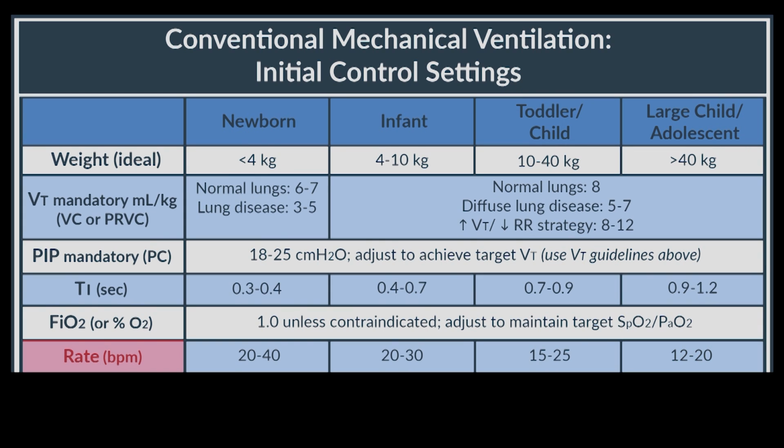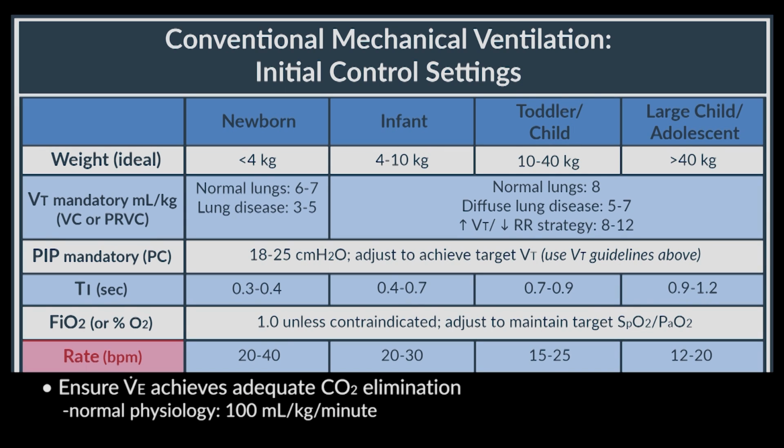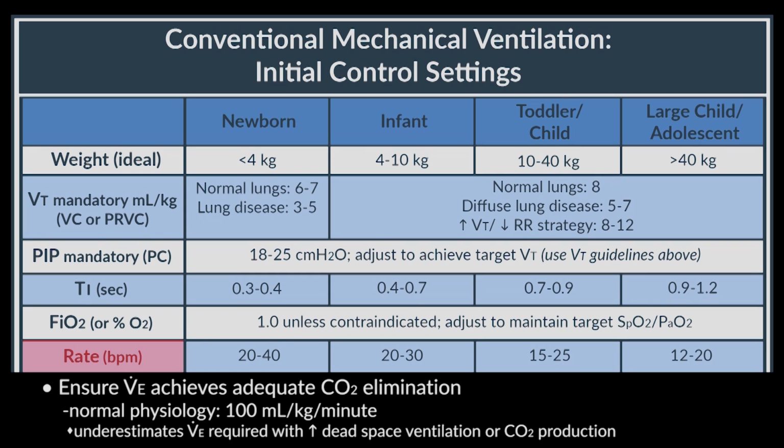The point is, though, that you want to choose a respiratory rate that in combination with your tidal volume is going to ensure a minute ventilation adequate to achieve an acceptable level of carbon dioxide elimination. So one rule of thumb is that, at least with normal physiology, 100 milliliters per kilo per minute of volume should achieve a reasonable level of CO2 elimination. It's important, though, to understand that this rule will underestimate the minute ventilation need with increased dead space from cardiopulmonary disease or for increased carbon dioxide production, as might occur with a patient who is febrile.